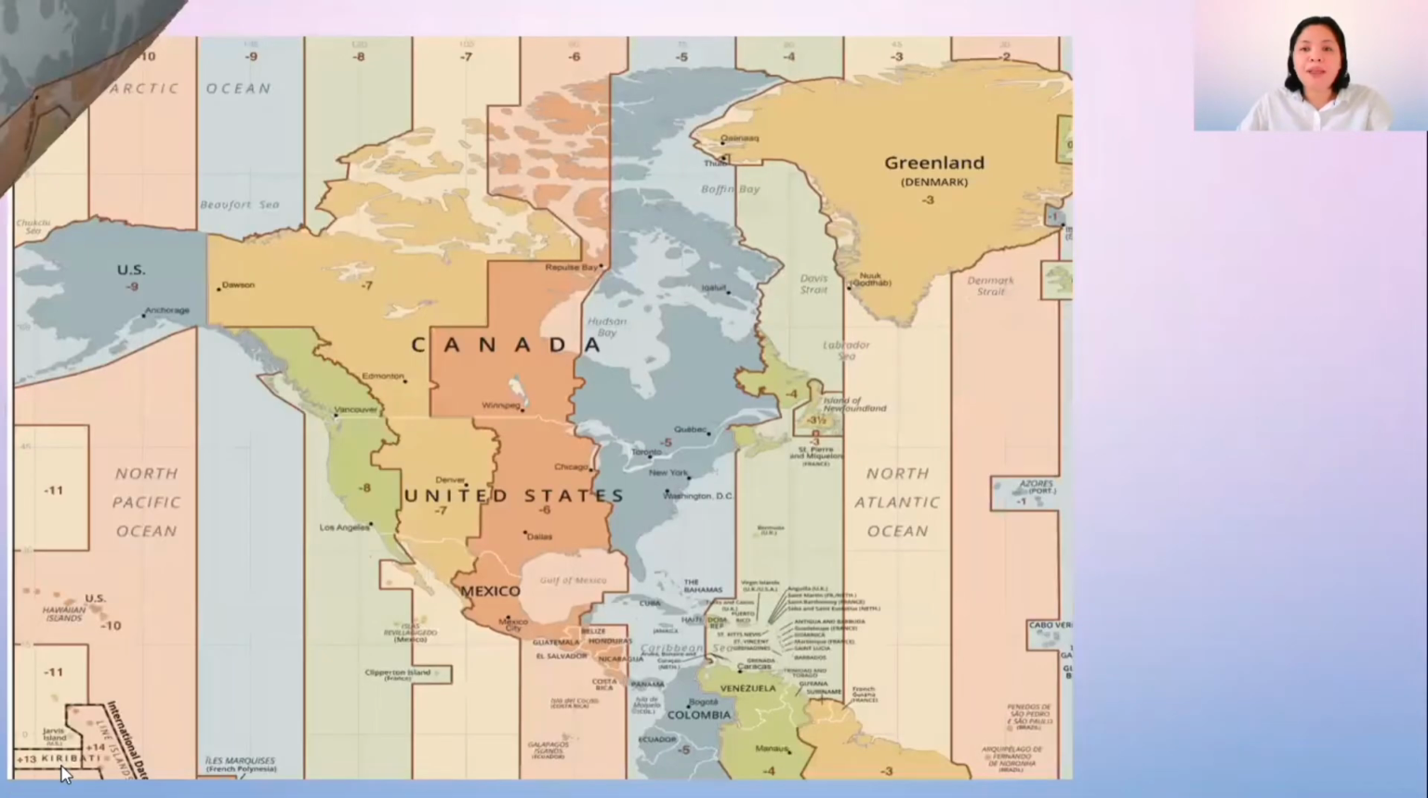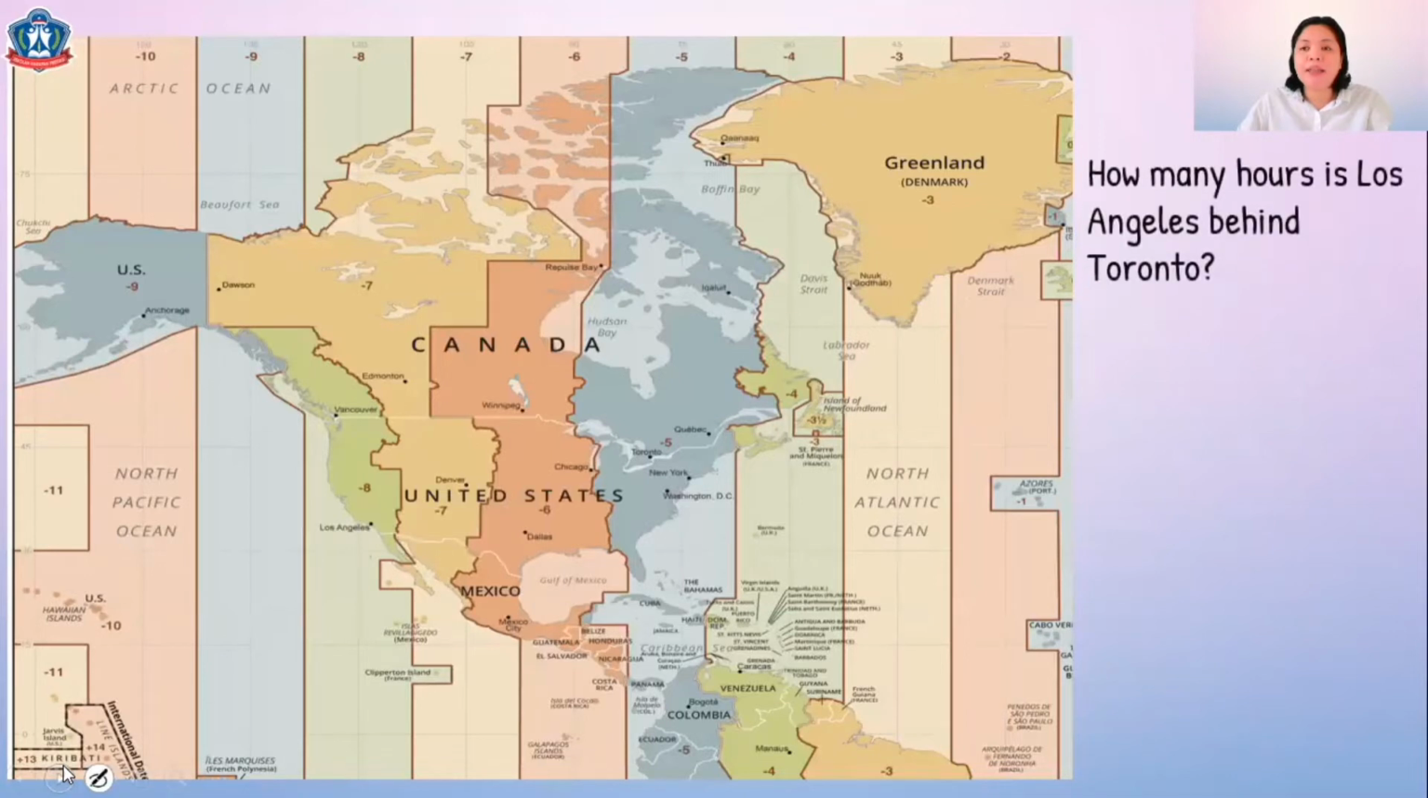Another example, let's try to find the time difference between Los Angeles, California, and Toronto, Canada. So how many hours is Los Angeles behind Toronto? Where is Los Angeles, California? Let's try to find it. So let's have Toronto. Toronto is here. Toronto is negative 5. Los Angeles, California is around here. Los Angeles, California is labeled as negative 8.